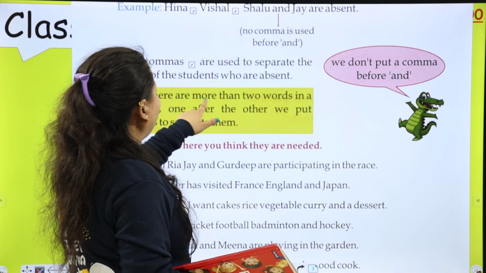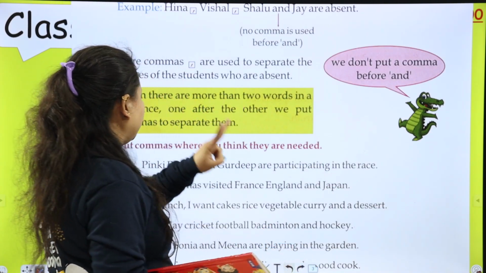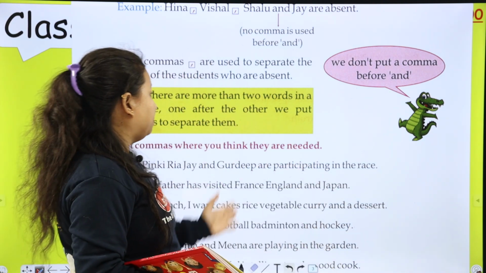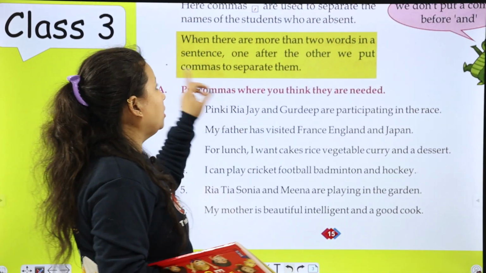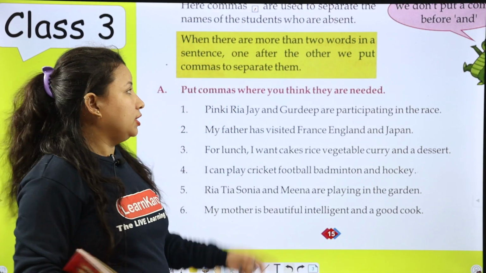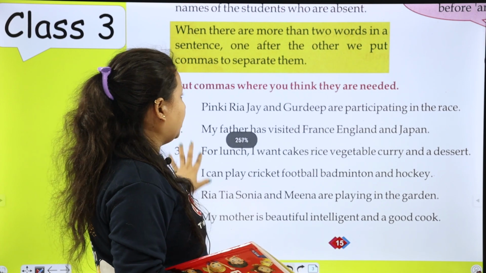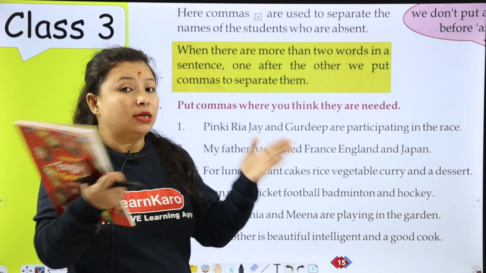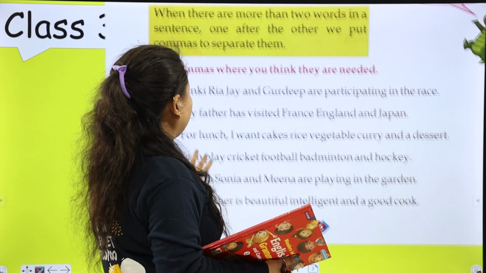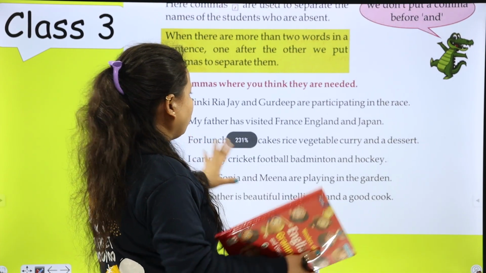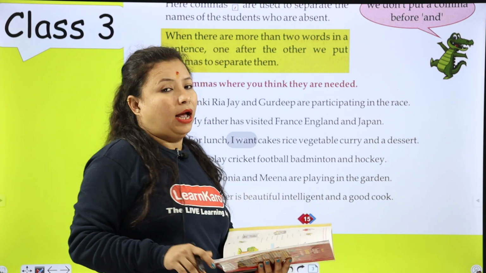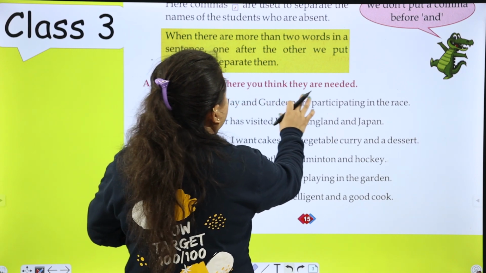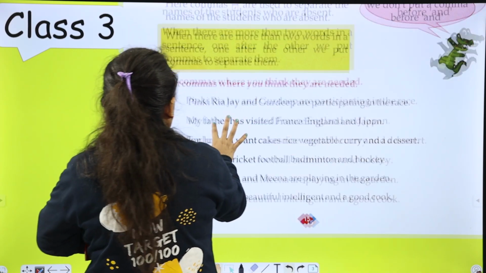Where there are more than 2 words in a sentence, one after the other, we put commas to separate them. Here are some examples. Now get ready with your book and your pencil. Put commas where you think they are needed.